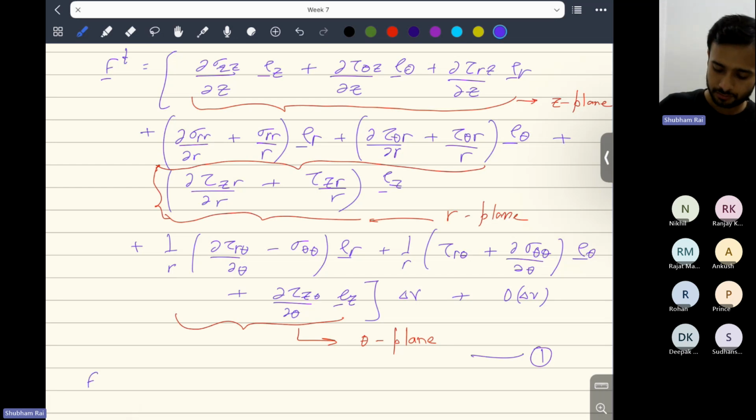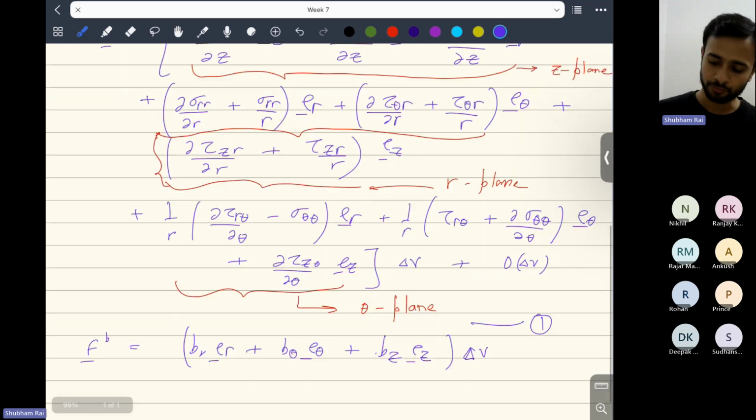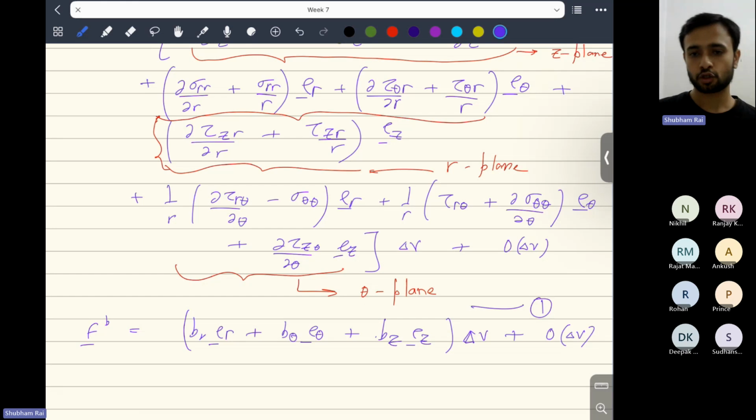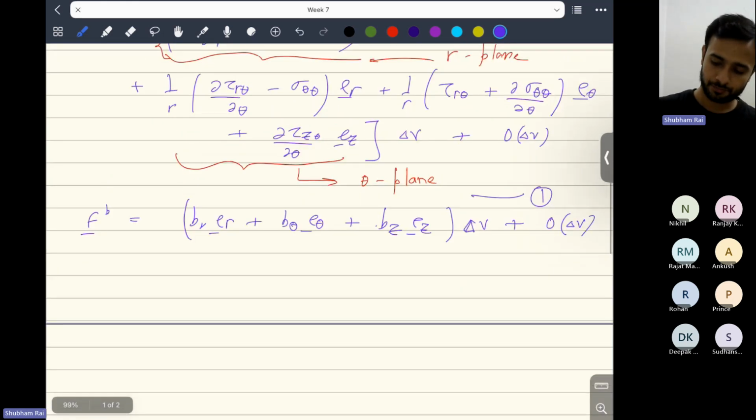Now let me write the body force. The body force is simple. Let's say we have Vr in the radial direction and V theta in theta direction, angular direction, plus Vz in z direction. So these are the three components of the body force along different directions multiplied by delta V, because body force is always force per unit volume. I mean, in this case, it is force per unit volume. And then you have higher order terms of delta V. So this is equation number two.